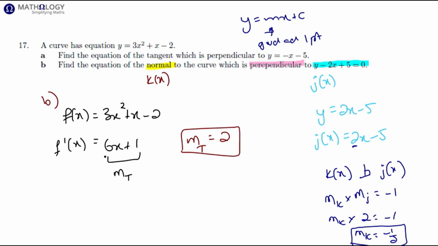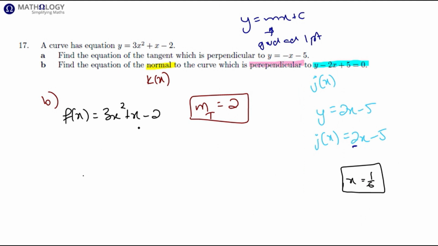We can now equate the gradient of the tangent 6x plus 1 to 2 because they're equivalent. They both represent the gradient of a tangent. So 6x equals 1, x equals 1 over 6. X equals 1 over 6 represents the x-coordinate of the point of contact between the tangent and the curve.